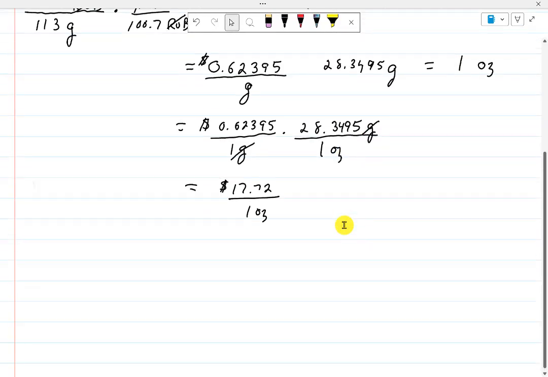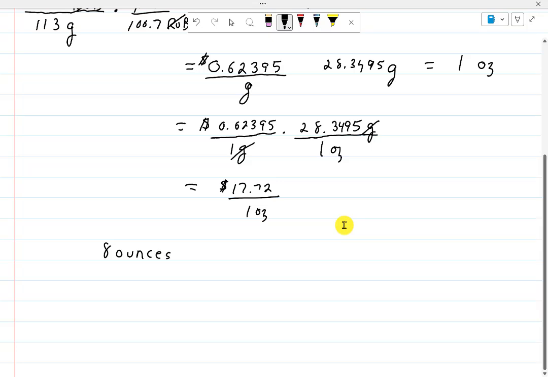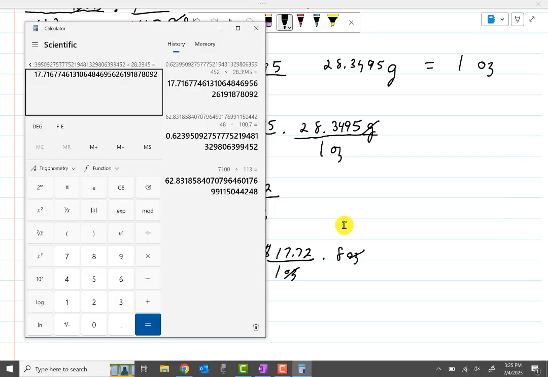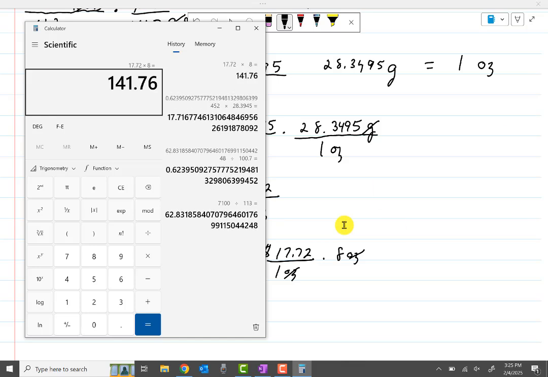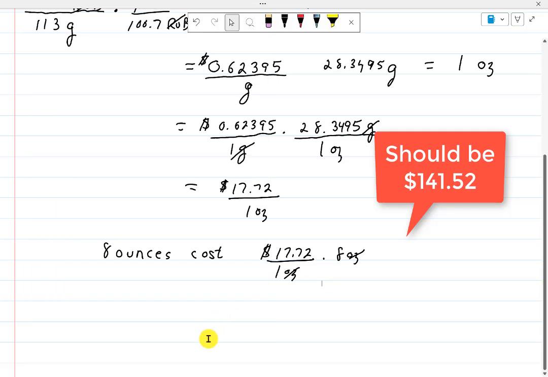Now, to figure out our total cost for this particular thing, I need 8 ounces of this. So I'm going to take my 17.72 divided by 1 ounce, and I'm going to multiply it by 8 ounces. This way the ounces will cancel out and it will be left in terms of cash. Let me pull up the calculator again. We're going to take our 17.72 and multiply it by 8. 141.76 is my price.